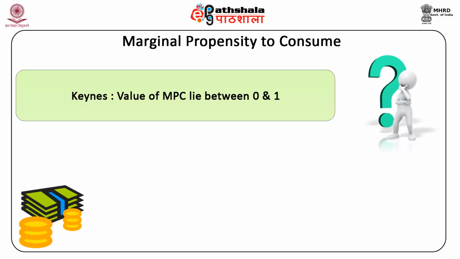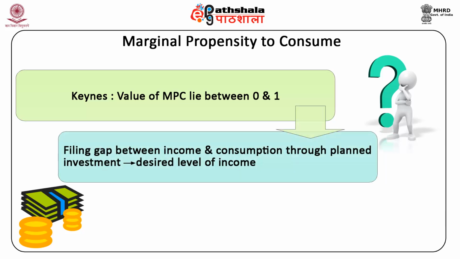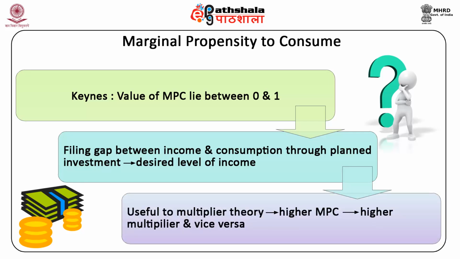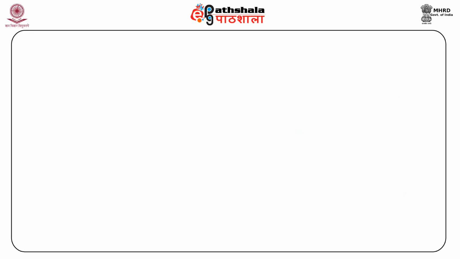Secondly, the marginal propensity to consume is important for filling the gap between income and consumption through planned investment to maintain the desired level of income. And lastly, MPC is useful to the multiplier theory. The higher the MPC, the higher will be the multiplier, and vice versa.